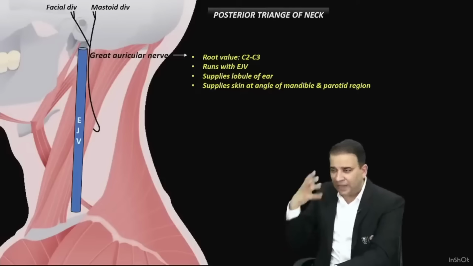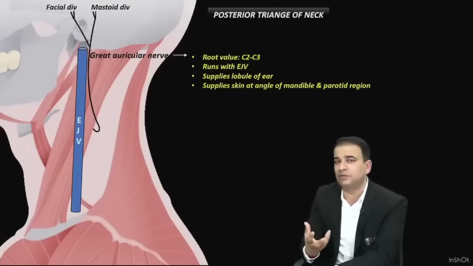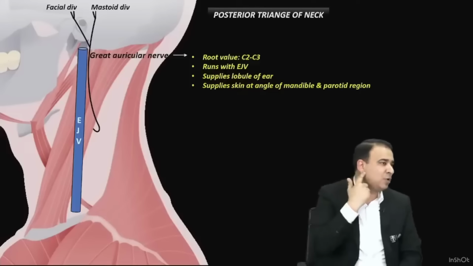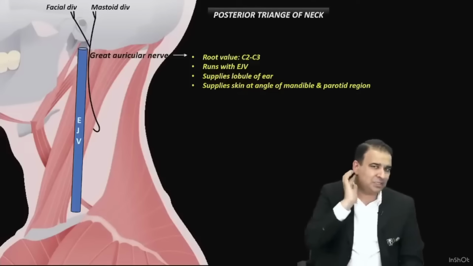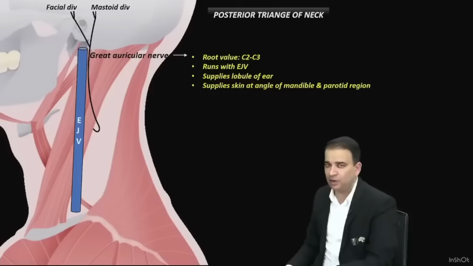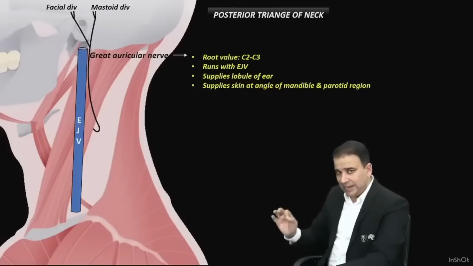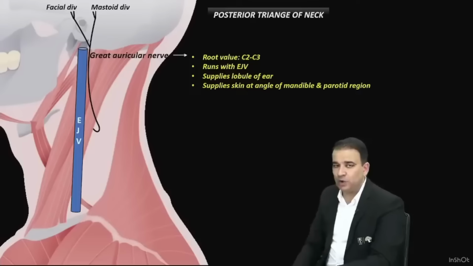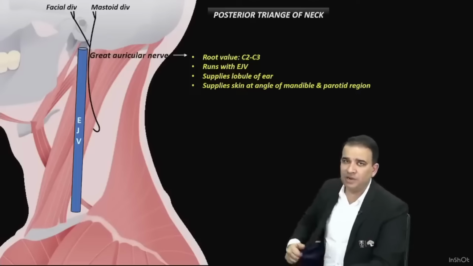The face is supplied by the trigeminal nerve. The sensory supply to the face is by the trigeminal nerve, except for the parotid area, the lobule of the ear, and the mastoid process region, which are supplied by the great auricular nerve. The reason this nerve is asked over and over again is that in parotid surgeries it is commonly injured, guys.